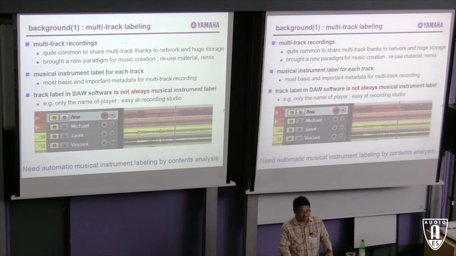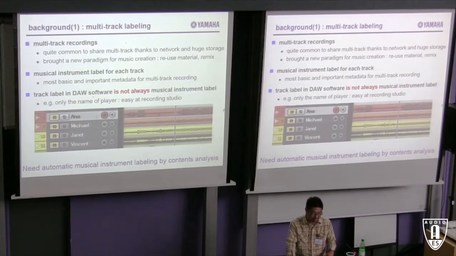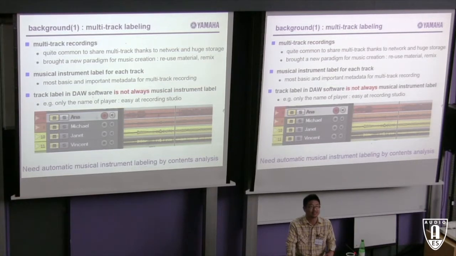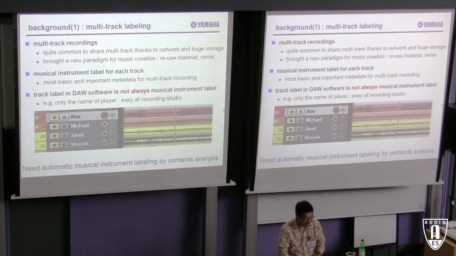On the other hand, there may be no objection to saying that the musical instrument label is one of the most basic and important metadata for multi-track recordings. The musical instrument label is usually found at the track name of DAW software in most cases, but it's not always the case. This is a typical example. The track name shows the name of the players instead of the instrument. But it's somehow easier to manage tracks that way at a recording studio, and this is likely to happen. So we need an automatic musical instrument labeling system by content analysis.